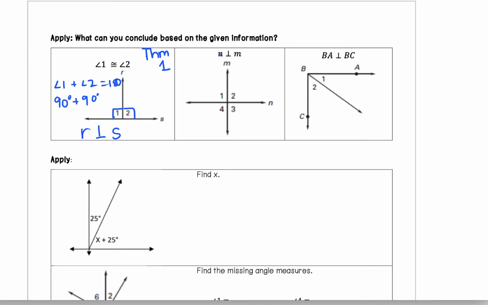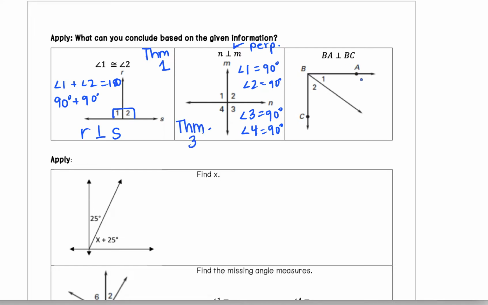In our next example, we're given that line N is perpendicular to line M. Remember, that's what this symbol means, that they are perpendicular. So if we're given that two lines that are perpendicular intersect, that tells us that angle 1 will be 90 degrees. Angle 2 will also be 90 degrees. Angle 3 will be 90 degrees. And angle 4 will be 90 degrees. This was from Theorem 3 from above.